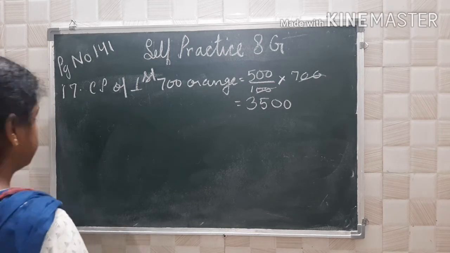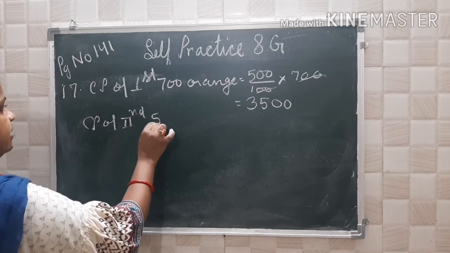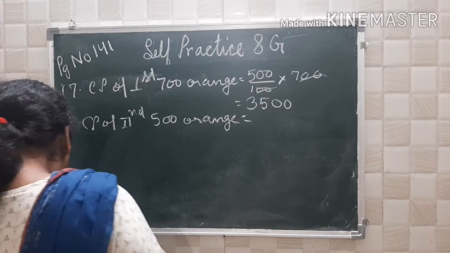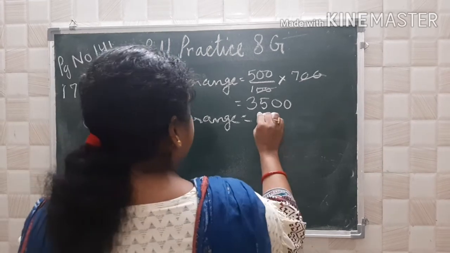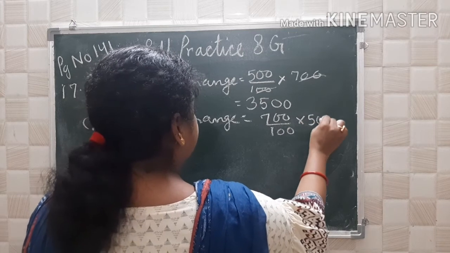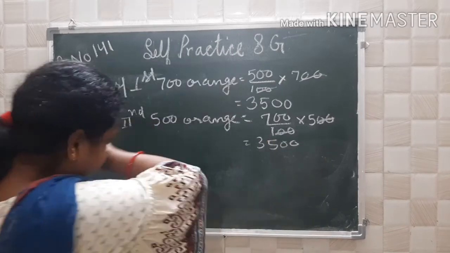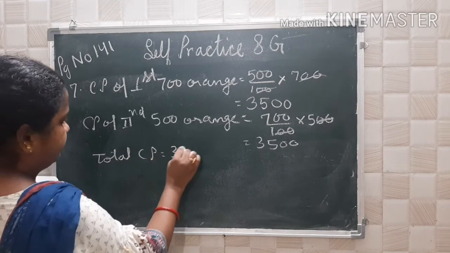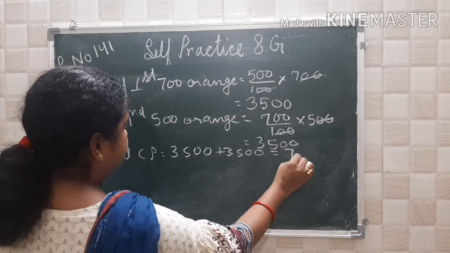for 100 oranges. Then CP of second 500 oranges is 700 for 100, so 700 upon 100 into 500. 7 5s are 3500. Total CP is 3500 plus 3500, which is equal to 7000.